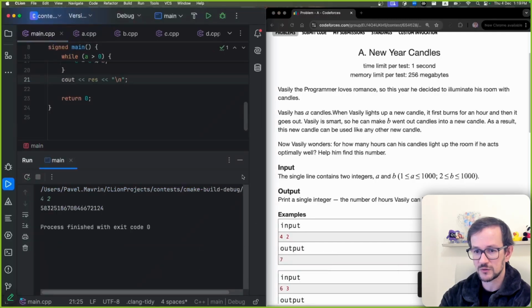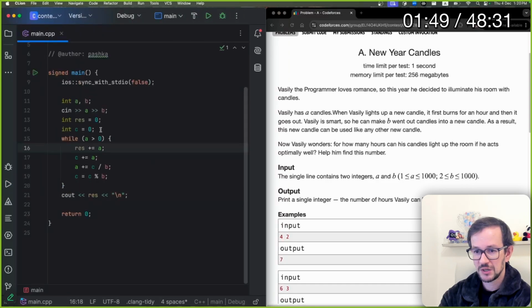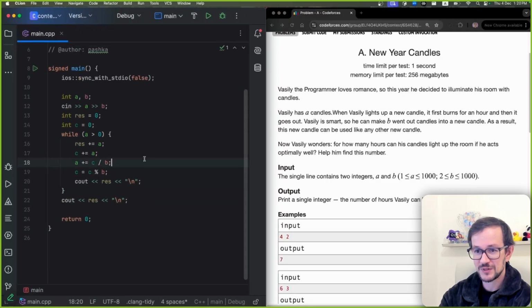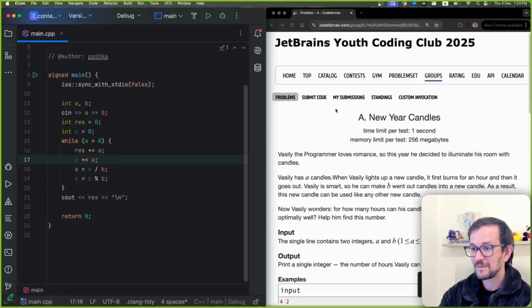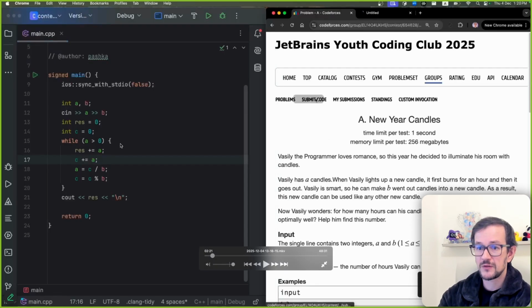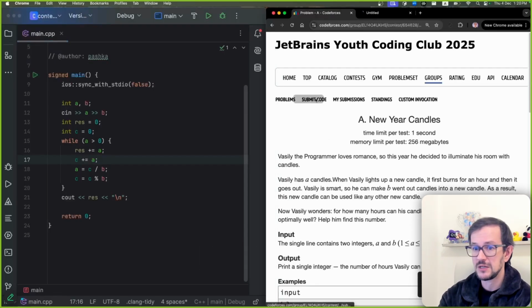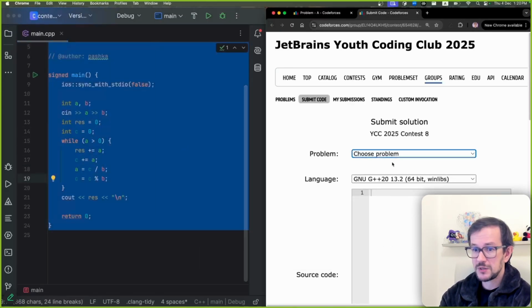Otherwise I would spend a lot of time figuring out what's going on. Yes, this plus equal should be equal. Now it works. So that's basically the full solution of the problem. Maybe it's not even the easiest solution, maybe you can do it even easier than this, but okay. Either way, pretty simple problem.